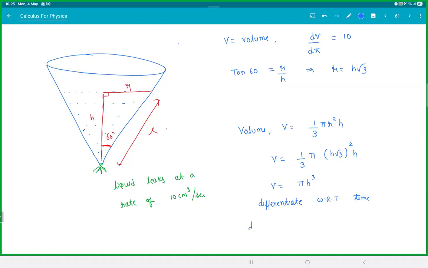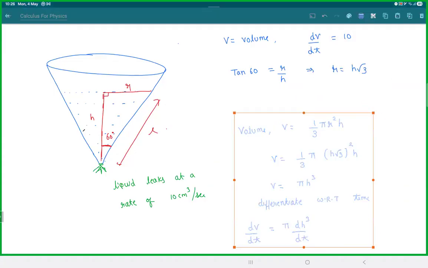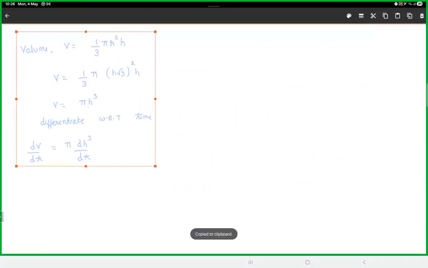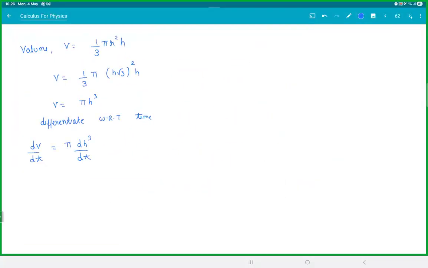Then this will be dV by dt. And then this would be pi dH cube by dt. And the left hand side is 10 centimeter cube per second. That's given in the question. And this is pi, and the differential of H cube is 3H square. And then differentiate whatever is inside there, dH by dt. That's what I need to find.